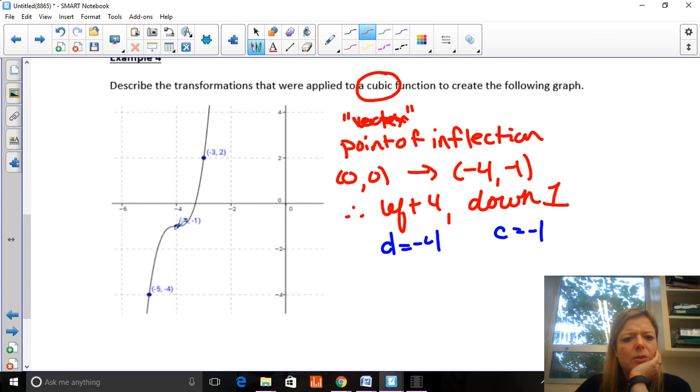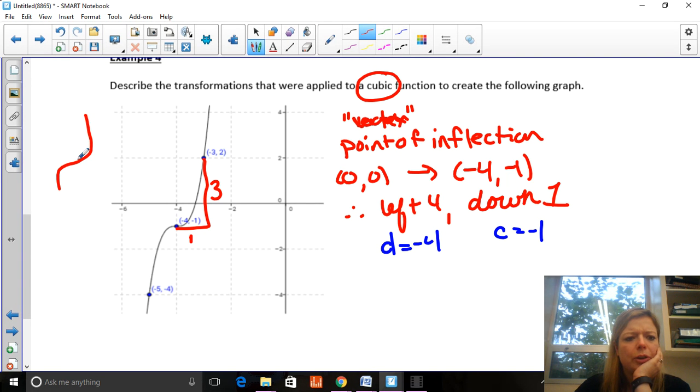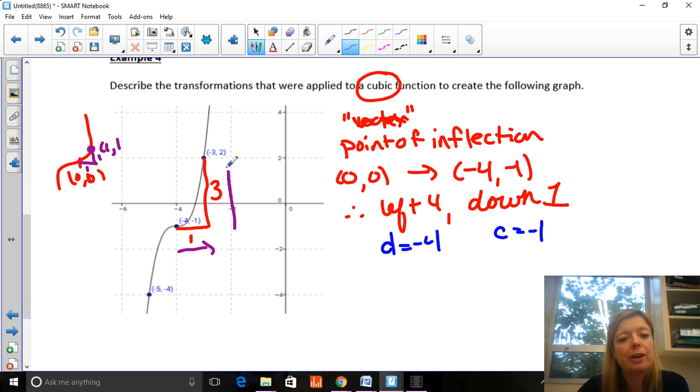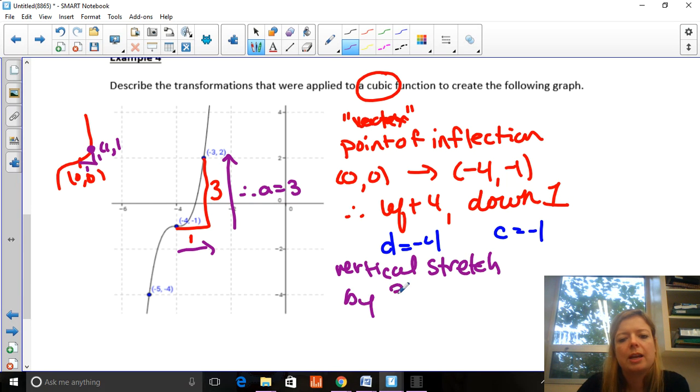Has it been stretched? From one point to the next, when it's going over 1 x value, in this case, it's going up 3. Now, on a normal cubic, you have 0, 0, and then when you go over 1 unit, you're going up 1 unit to 1, 1. So over 1, up 1. Here, when you're going over 1, you're going up 3. So that suggests an A value of 3, a vertical stretch by 3. You only need to recognize a vertical stretch or a horizontal compression. So here my A value is 3.